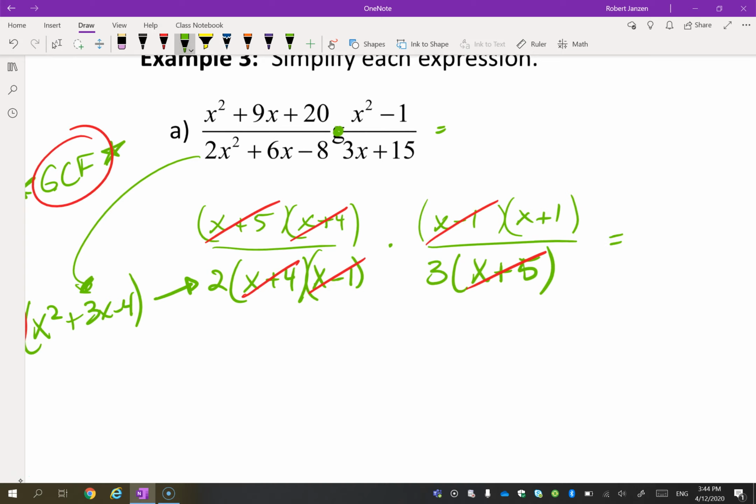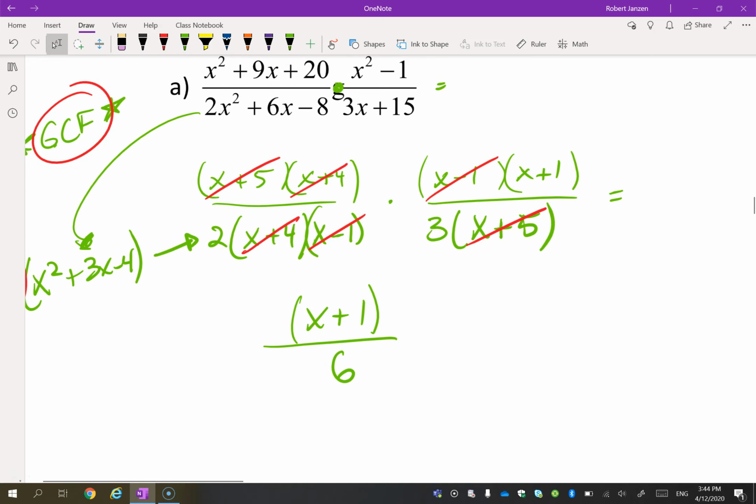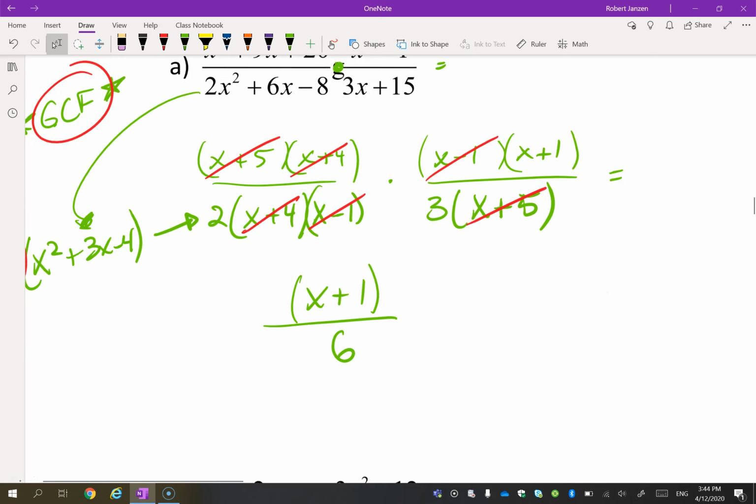Alright, that must be giving you a little bit of joy. I always love doing this. Look at all this stuff I'm canceling out. My answer turns to x plus 1 over 6, because I've canceled everything out. Come on, that's got to give you a little bit of fun. That's way more fun than what are you doing for entertainment these days? Sitting in your basement playing video games? That's way more fun.